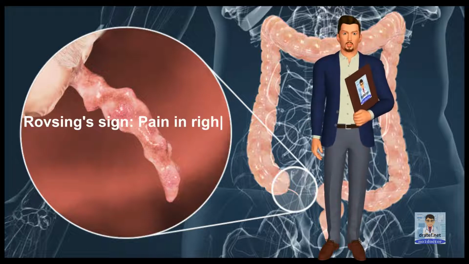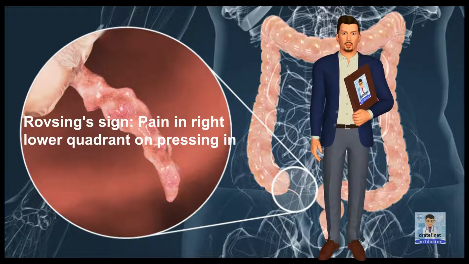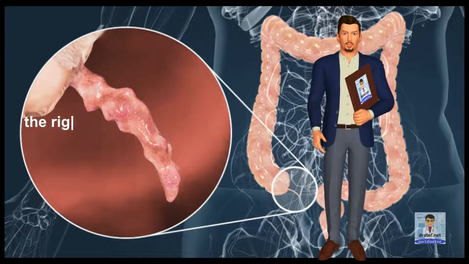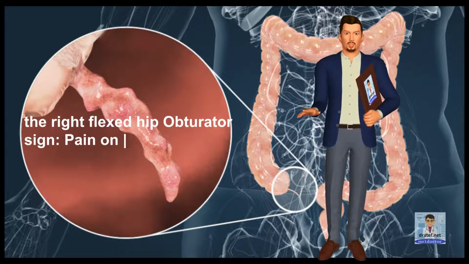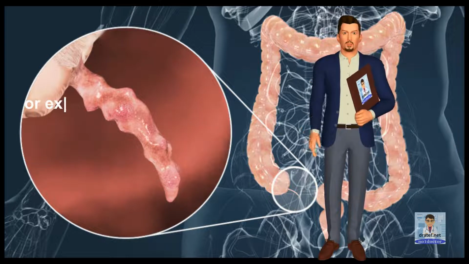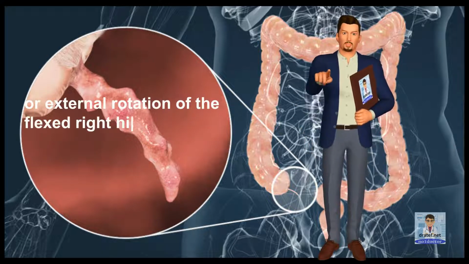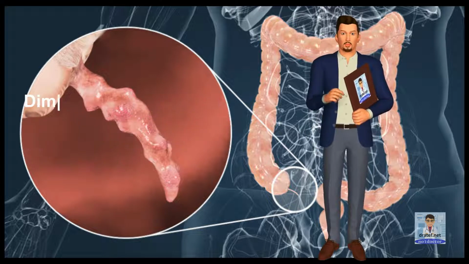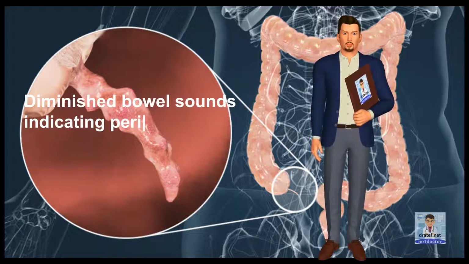Rovsing's sign: pain in right lower quadrant on pressing in the left lower quadrant. Psoas sign: pain on extension of the right flexed hip. Obturator sign: pain on passive internal or external rotation of the flexed right hip. Right-sided tenderness on rectal examination. Diminished bowel sounds indicating peritonitis.